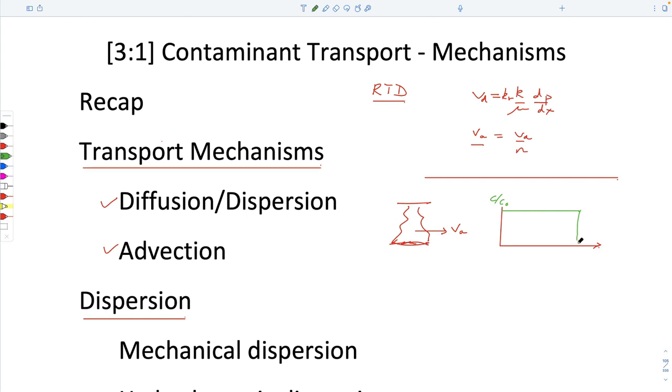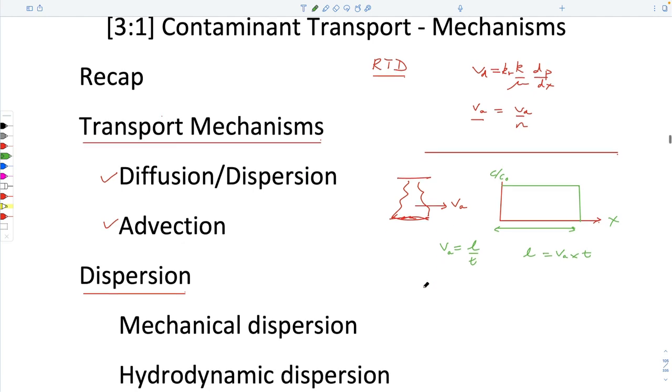given by this, and just from the definition of velocity as a length over time, you can get from that a length traveled in a given time is equal to the advective velocity times time. So that's what you've assumed. And that's probably not a bad assumption. It gives us an ability to make some calculations, and that's true.